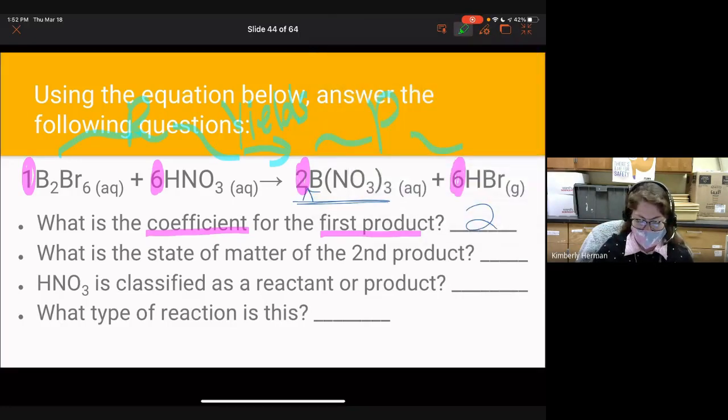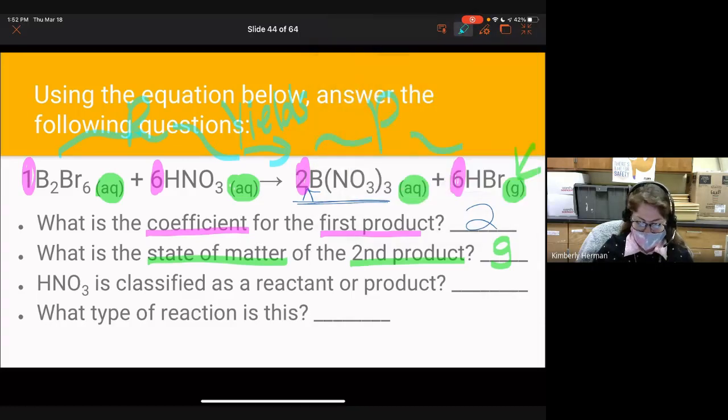Now our next one says, what is the state of matter? So our states of matter are going to be those symbols at the end, like S for solid, G for gas, L for liquid, and AQ is aqueous, meaning dissolved in water. So if we're looking for our second product, we would now see that it is G for gas.